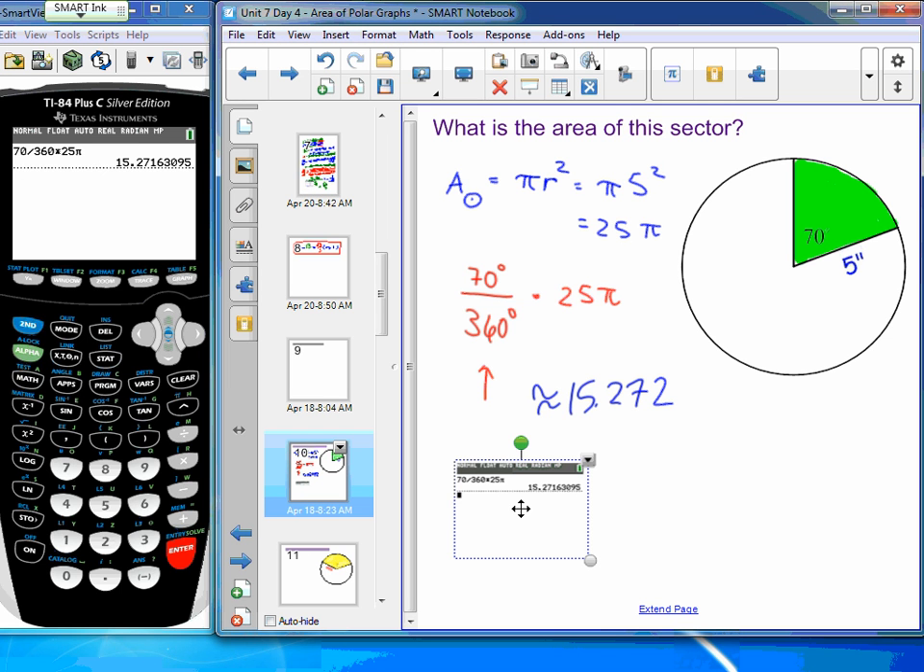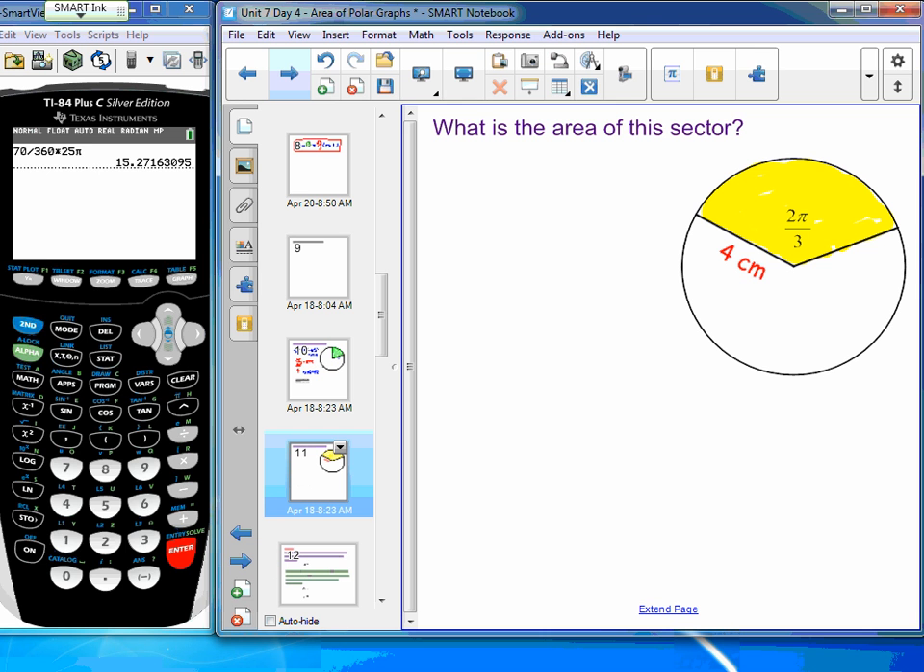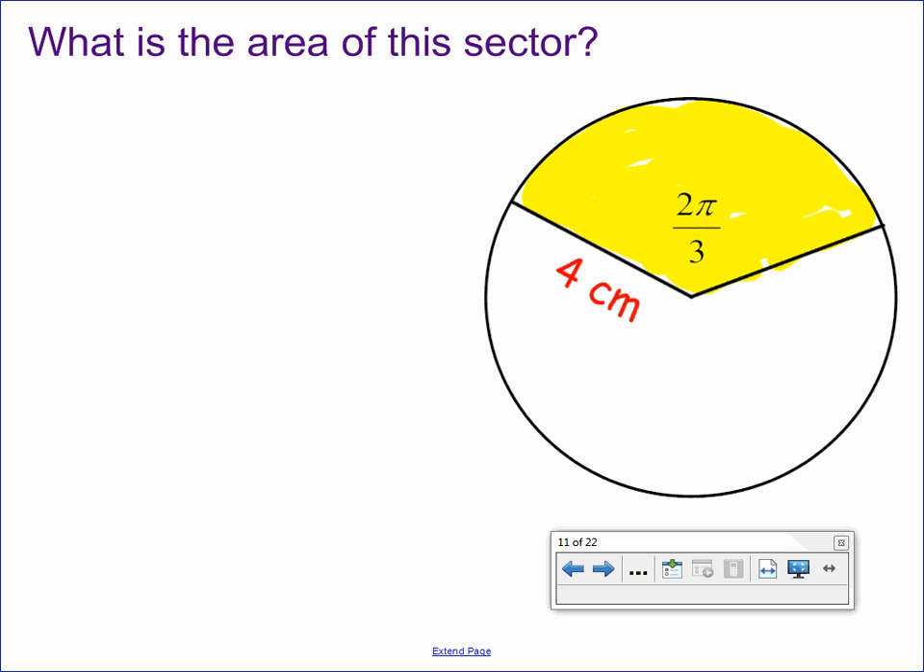Great. So the thing is with AP Calculus, we don't work in degrees, right? We typically are working in radians. So let's go ahead and suppose my central angle now is given in radian measure instead. We'll generate the same type of problem, but now in radian mode. What's the area of this sector?